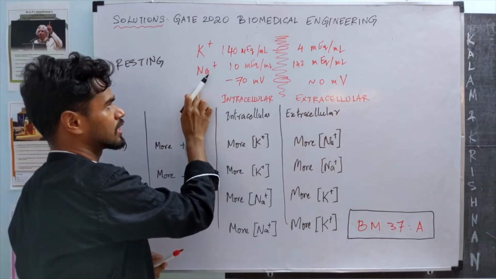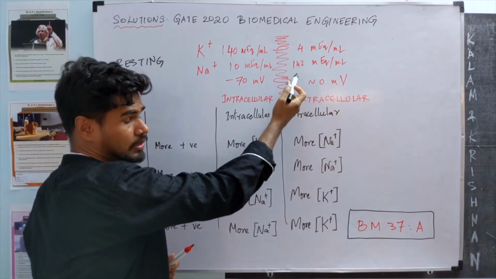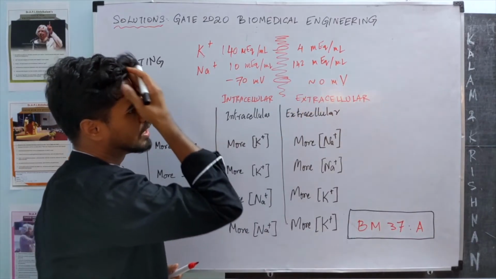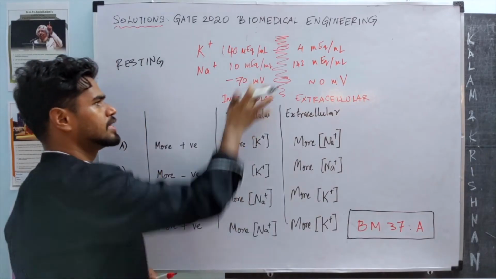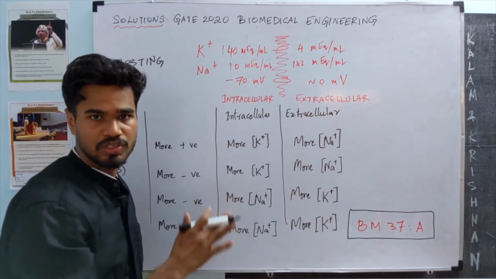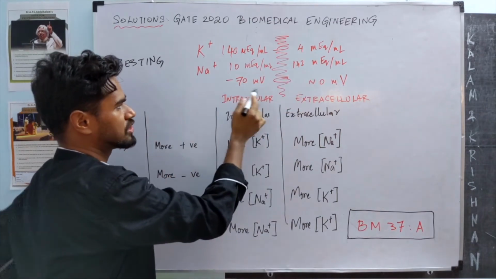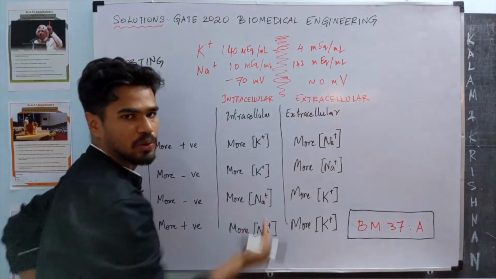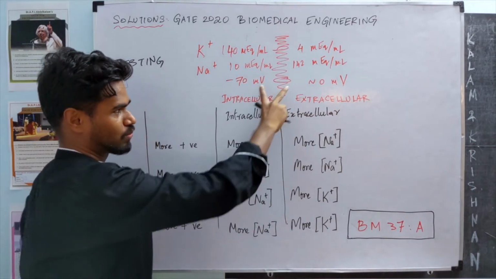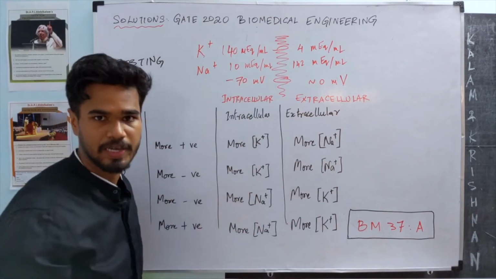The sodium ions, on the other hand, are just 10 milliequivalents per ml inside the cell. Outside the cell it's close to 142 milliequivalents per ml, and because of this, overall inside the cells there are more negative ions compared to outside the cell. So inside the cell the potential is close to minus 70 millivolts. Outside the cell it's close to 0. This difference is what you get as the membrane potential. The resting membrane potential is close to minus 70.